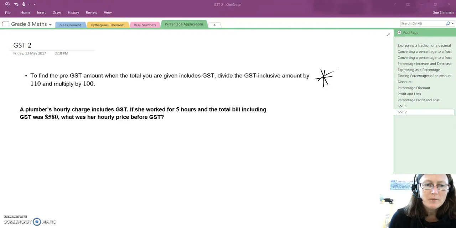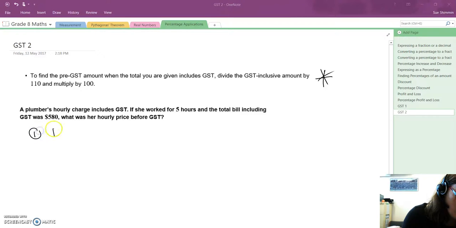A plumber's hourly charge includes GST. She worked for 5 hours and the bill including GST was $580. What was her hourly price before GST? First of all, we need to work out her hourly price inclusive of GST. So her hourly price was $116.